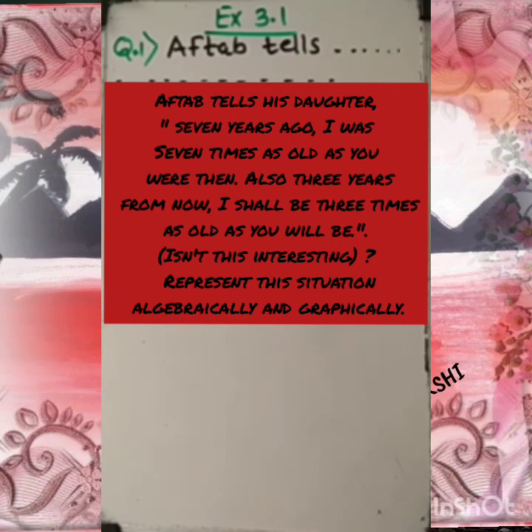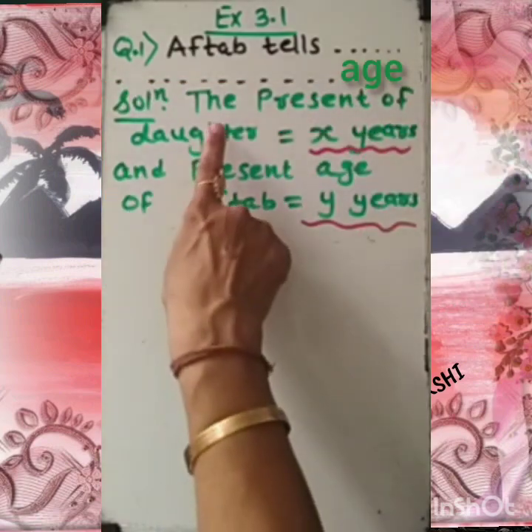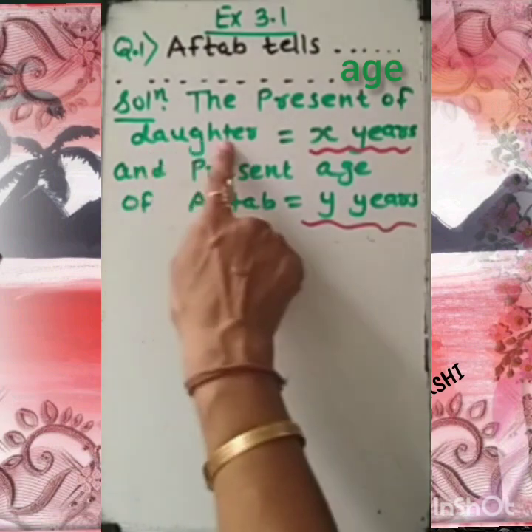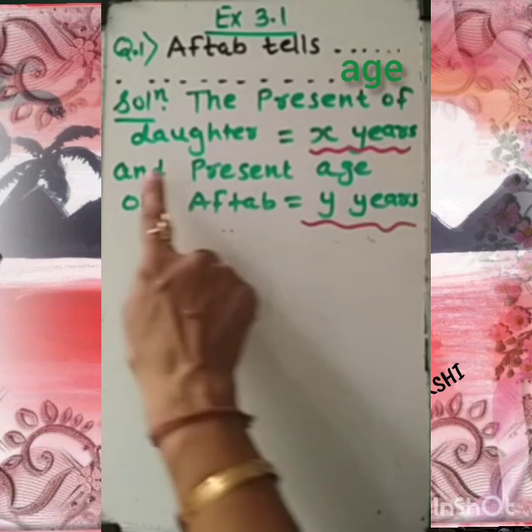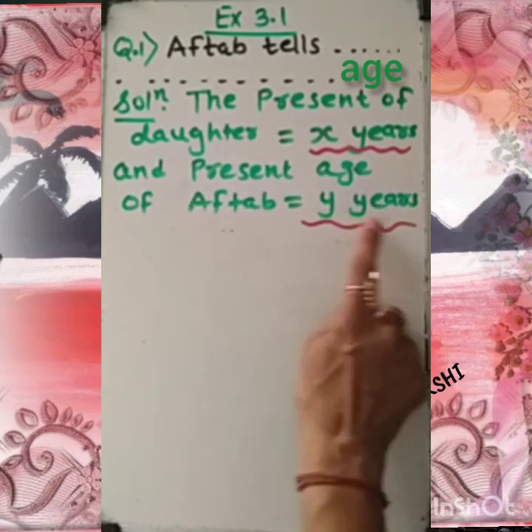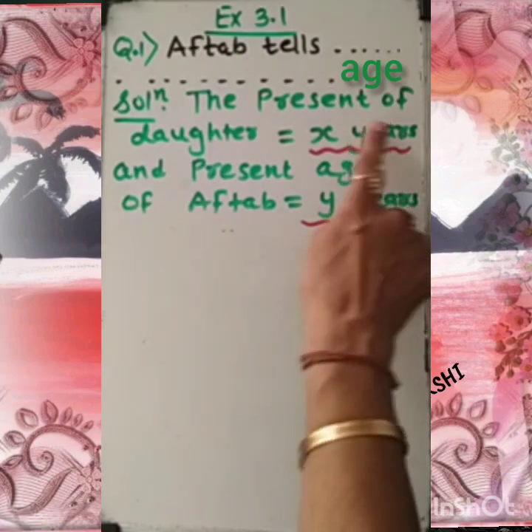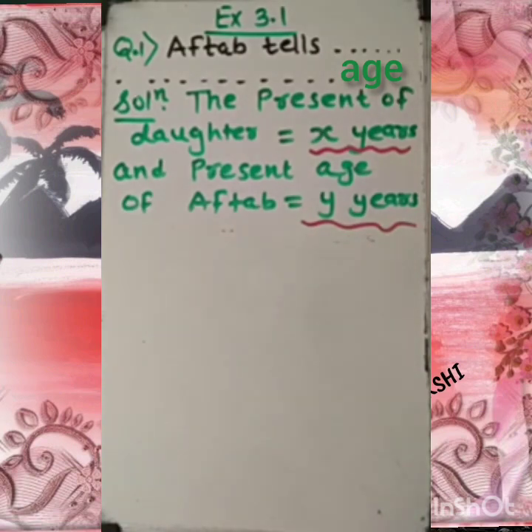Fine. Now, here two persons are there. First person is the daughter and second is Aftab himself, right? So here you can see on your screen, I have written the present age of the daughter as X years, and the present age of Aftab as Y years. Fine. Present age of daughter X years and present age of Aftab Y years.